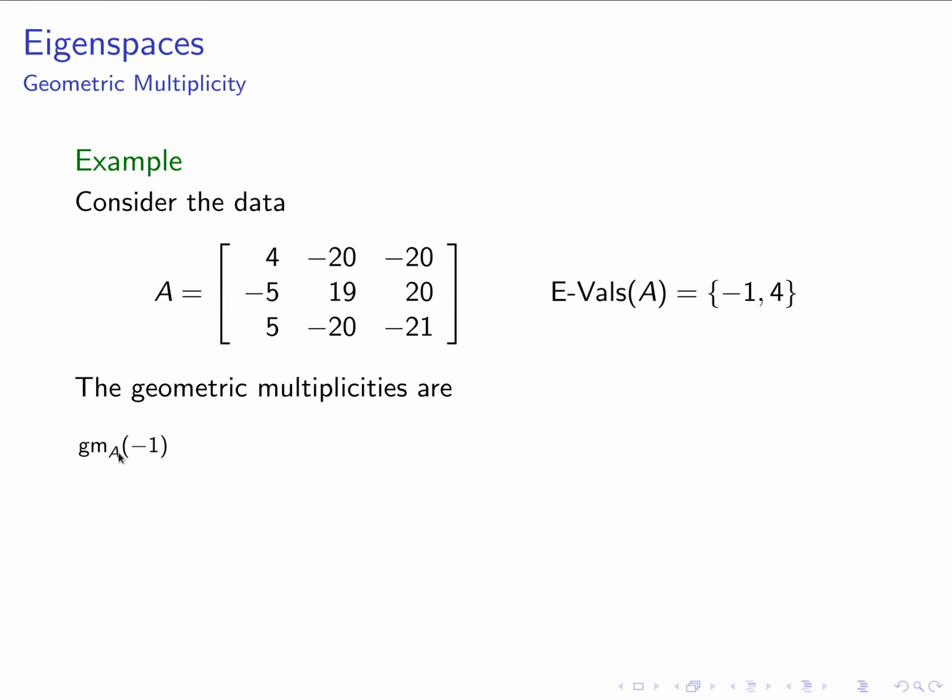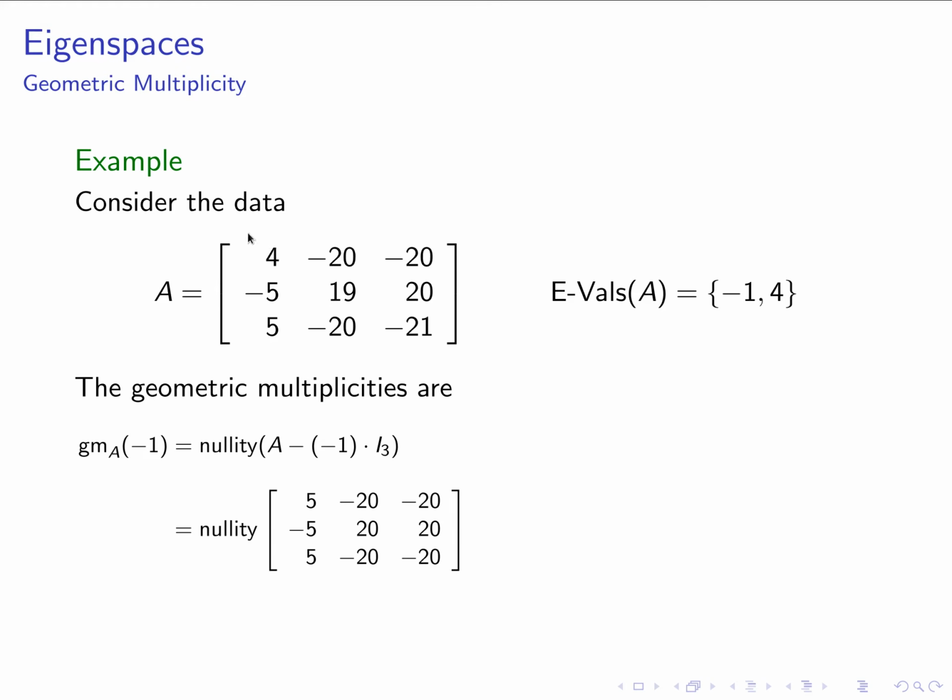The geometric multiplicity of -1 as an eigenvalue of this matrix is the nullity of A minus -1 times the identity. Well, if we subtract -1 from the diagonal of this matrix, that's the same thing as adding 1 to the diagonal. So 4 becomes 5, 19 becomes 20, and -21 becomes -20. This is an interesting matrix. So if we look at this difference matrix, we find something kind of interesting.